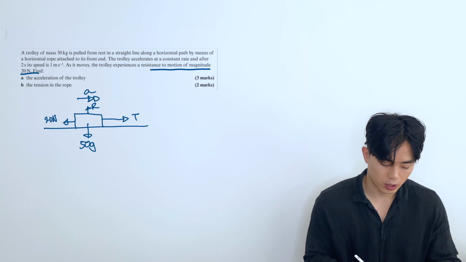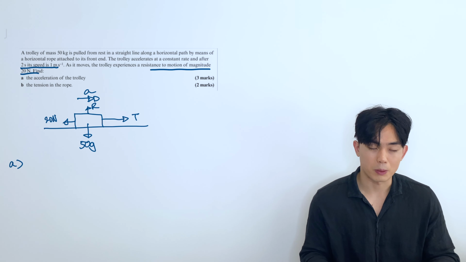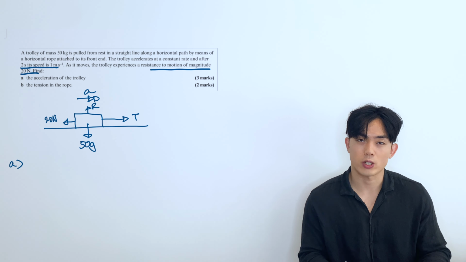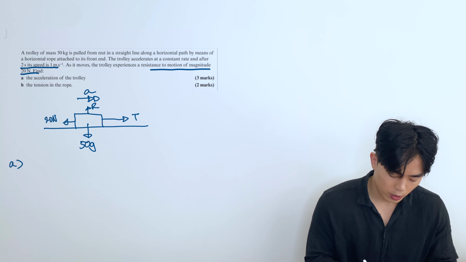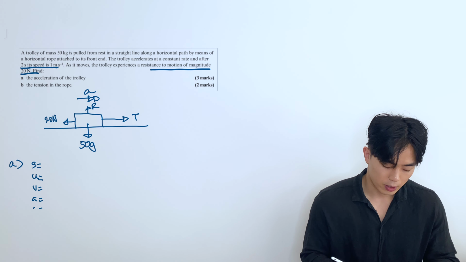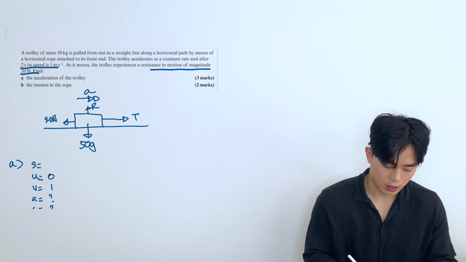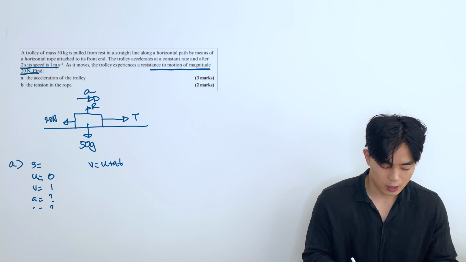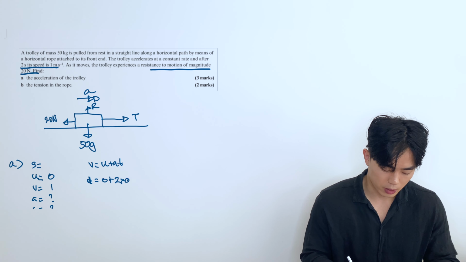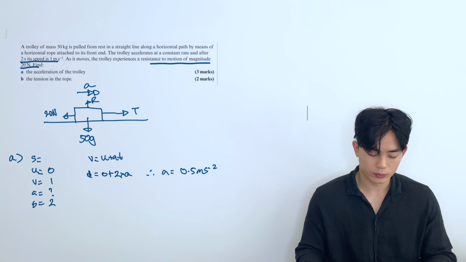Part A, find the acceleration of the trolley. So we're told that in 2 seconds, its speed is 1 meter per second. So in this case, what we're going to be using is the SUVAT equations, because we can use them in connection with this force equation. So we know SUVAT: u initially was 0, at rest, final velocity v is 1, time t is 2, so I'm trying to find this. So I can use the equation v is u plus at, so 1 is equal to 0 plus 2 times a, so therefore a is going to be 0.5 meters per second squared.